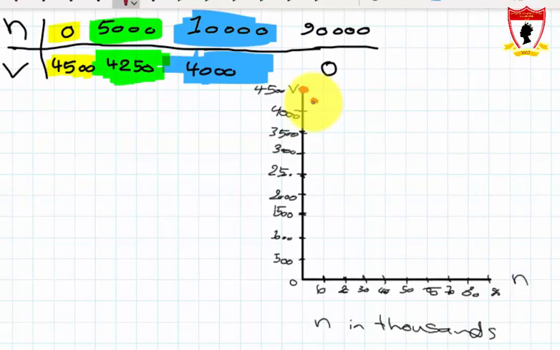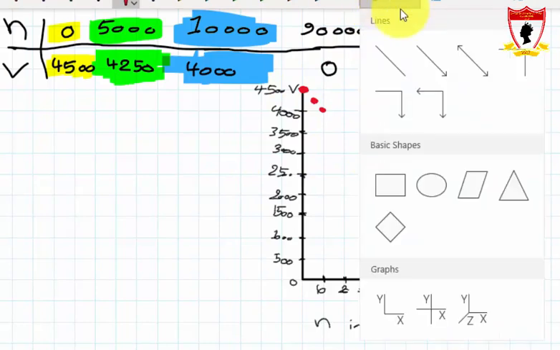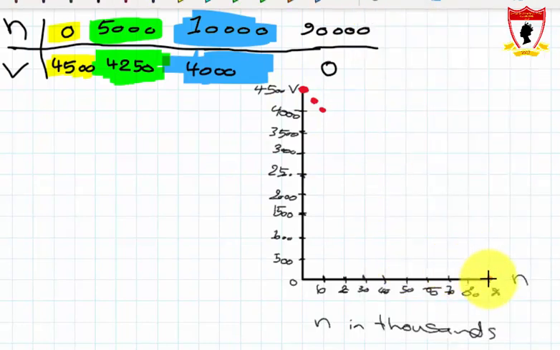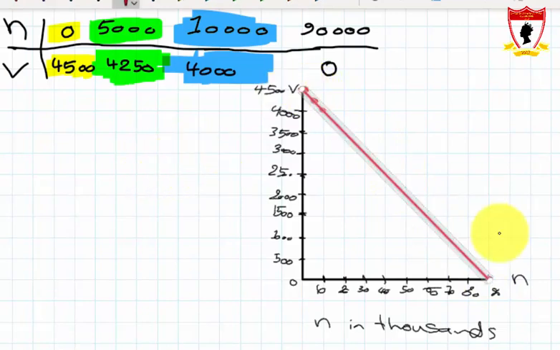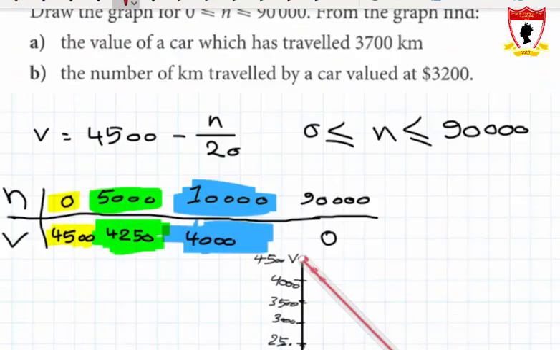These 2 points are looking too close to each other. Then 10,000 is with 4,000. They are too close to each other, but they form a very straight line. 90 and 0. Now join them with a straight line. Okay, we got the graph. Now let's use this graph to answer part A.